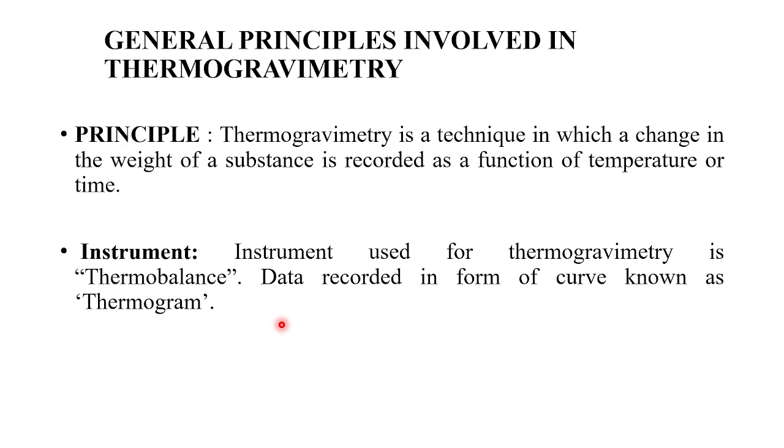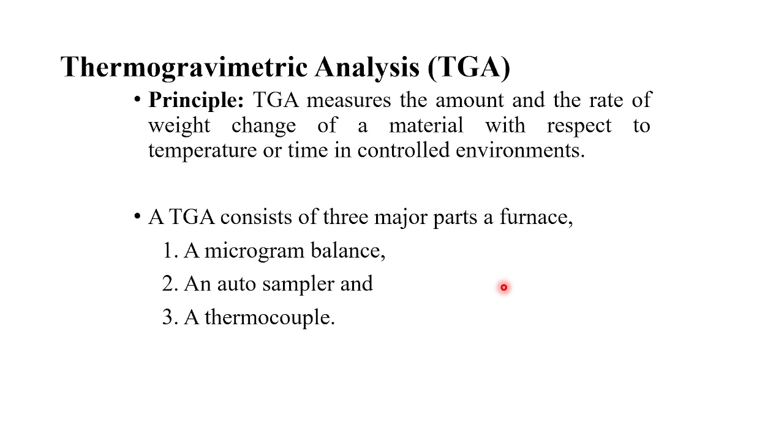The second important thermoanalytical technique is thermogravimetry. It is a technique in which the change in the weight of a substance is recorded either as a function of temperature or as a function of time. The instrument used for thermogravimetry is the thermobalance, and data is recorded in the form of a curve known as the thermogram. Now, TGA measures the amount and the rate of weight change of a material with respect to temperature or time in a controlled environment.